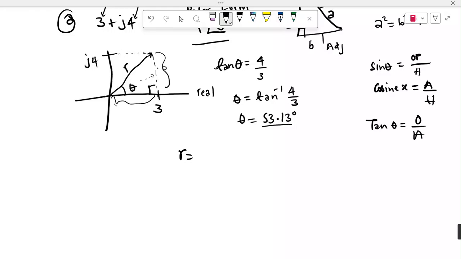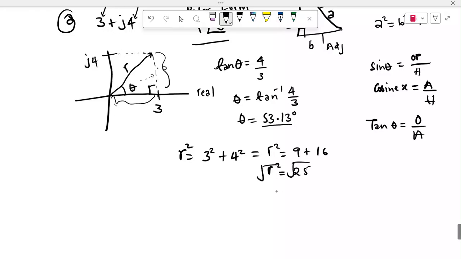R is the hypotenuse. So you use that formula. So r is the square root of the square of this side and this side. So it's just 3 square plus 4 square, and this one is also square. So r square equals 3 square is 9 plus 4 square is 16. Okay? So r square equals, this will be 25.